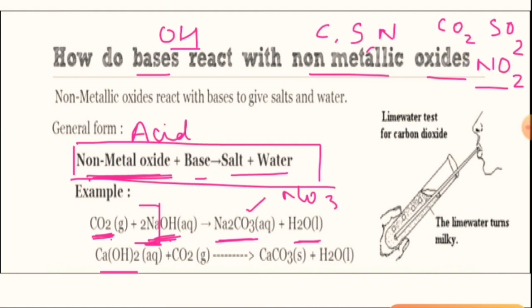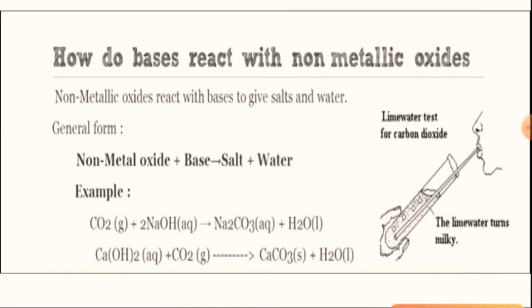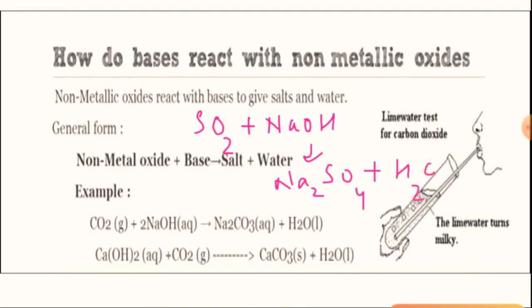If we are given a reaction of sulfur dioxide, SO2, reacting with NaOH, what will we get? Na2SO4. This is the formula of sodium sulfate. Na2SO4 we will get, and water. How it is accumulating this extra oxygen and all, don't bother about this. This is the basic structure, the basic equation we have got. Now we could balance the equation.